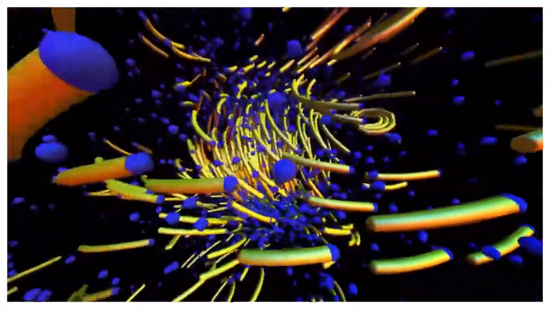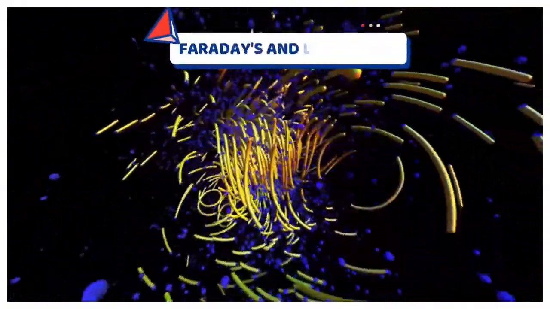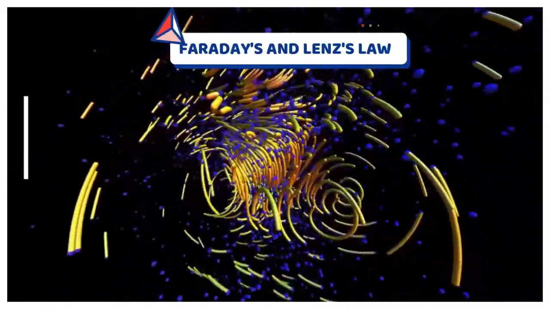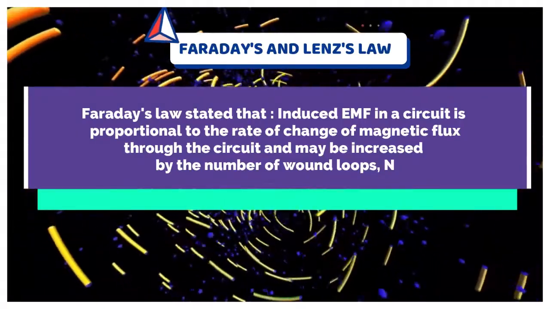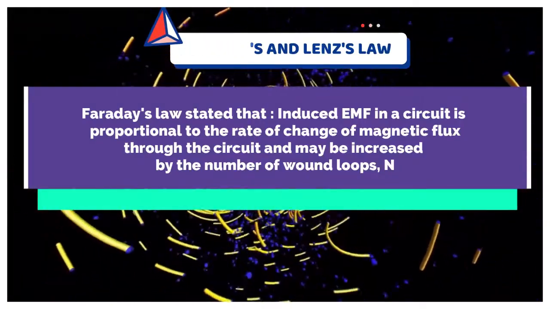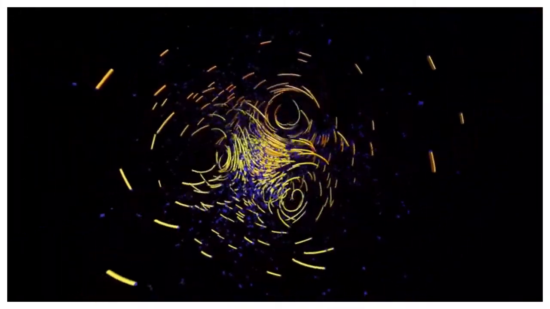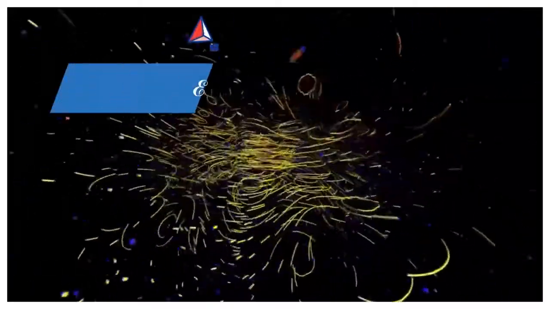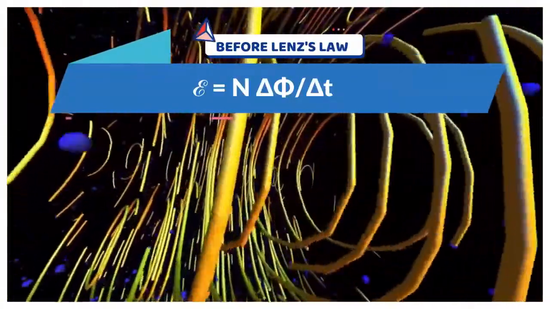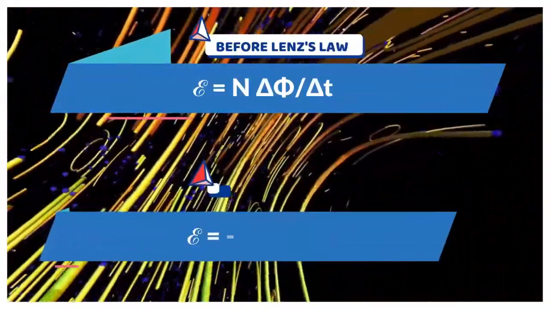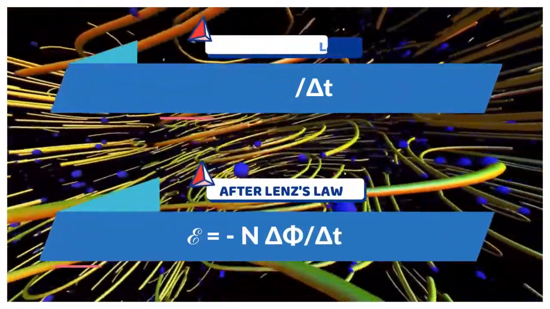So now we focus on our next topic, Faraday's and Lenz's law. These laws have a relationship. Faraday's law states that the induced EMF in a circuit is proportional to the rate of change of magnetic flux through the circuit and may be increased by the number of wound loops N. The formula is EMF equals N times delta magnetic flux over delta time. With Lenz's law, we add a negative sign so it can show the direction.